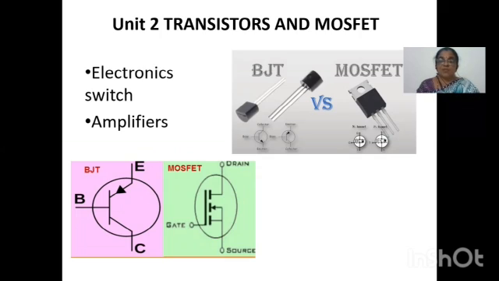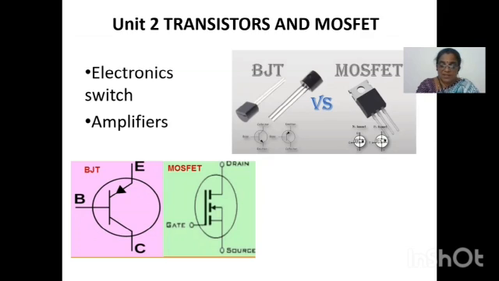These transistors and MOSFETs are used as electronic switches. You all have seen the mechanical switch in electronic circuits. Electronic switches, which are very fast, are used. So transistors and MOSFETs are used for that. It's also used as amplifiers. So when we speak in a mic, in the loudspeaker you hear your voice. So an amplifier amplifies weak signals.